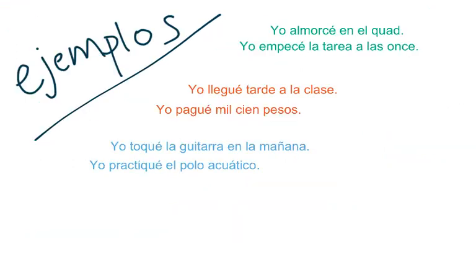So yo almorcé, en el cual almorcé comes from almorzar, and you can see the CE ending. Yo empecé la tarea. So these are ZAR ones, right? Yo empecé la tarea a las 11. And you have your GARs over here. So you got yo llegué, GUE, yo pagué, GUE. Llegué tarde a la clase, yo pagué 1,100 pesos.